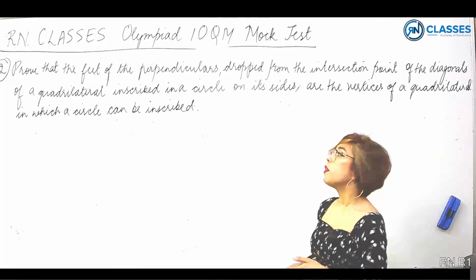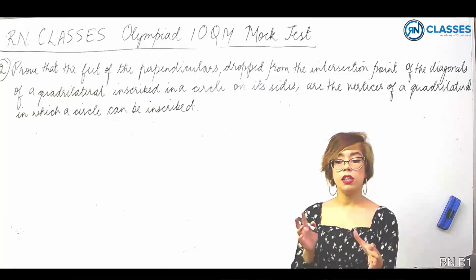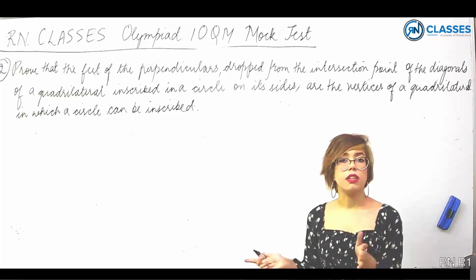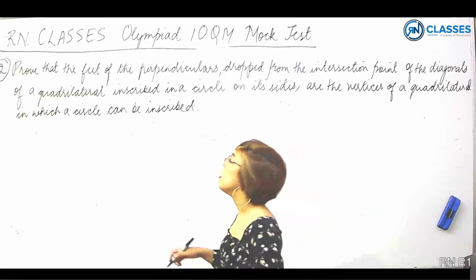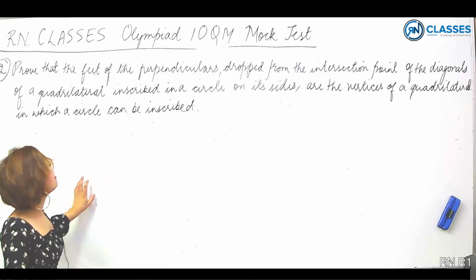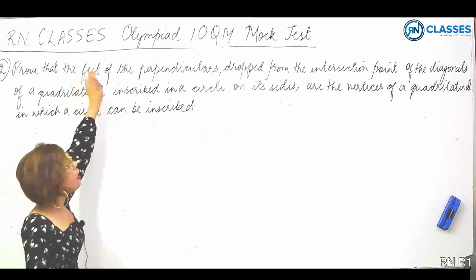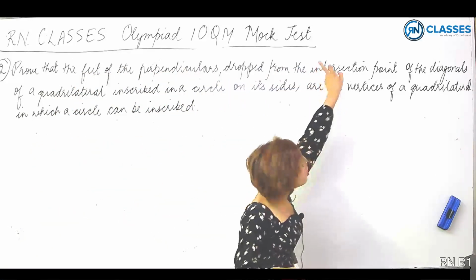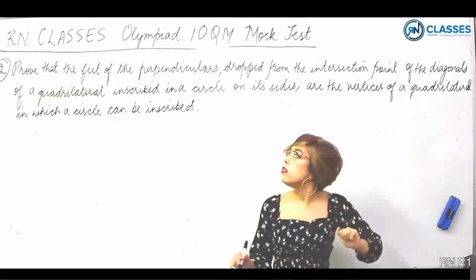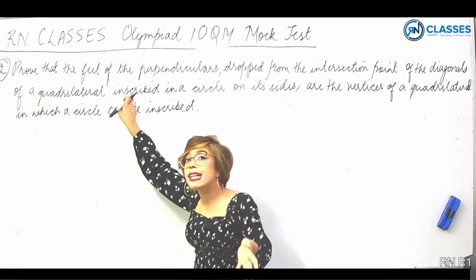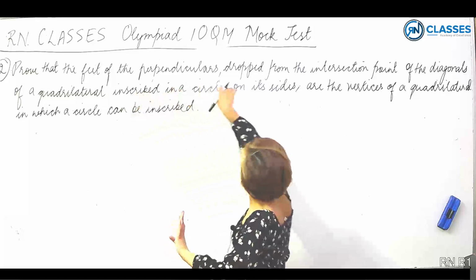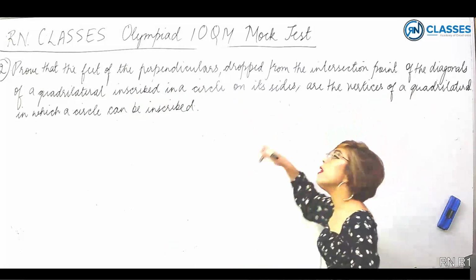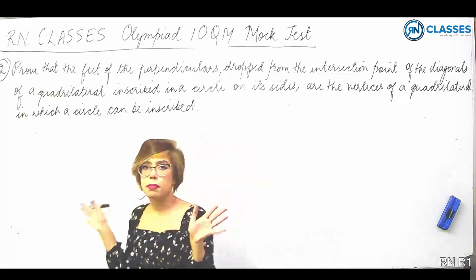Alright, we are moving on to the next question. Now, there are two parts of the questions. I'm doing the first part because I clearly need the board for that, right? So, let's read the question. He says, prove that the feet of the perpendiculars dropped from the intersection point of the diagonals of a quadrilateral inscribed in a circle on its side are the vertices of a quadrilateral in which a circle can be inscribed.